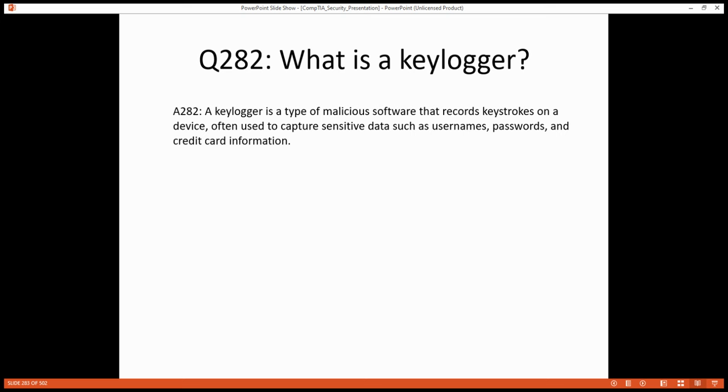Q282. What is a keylogger? A282. A keylogger is a type of malicious software that records keystrokes on a device, often used to capture sensitive data such as usernames, passwords, and credit card information.